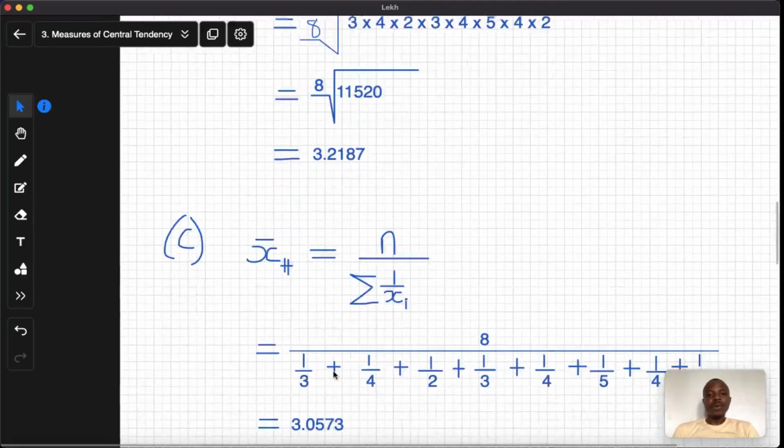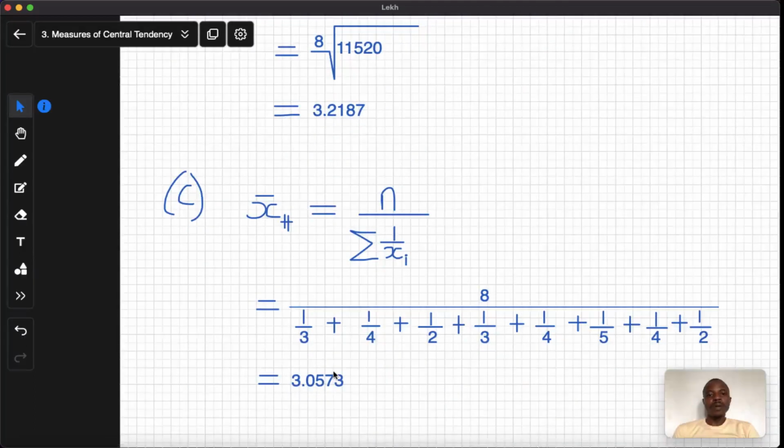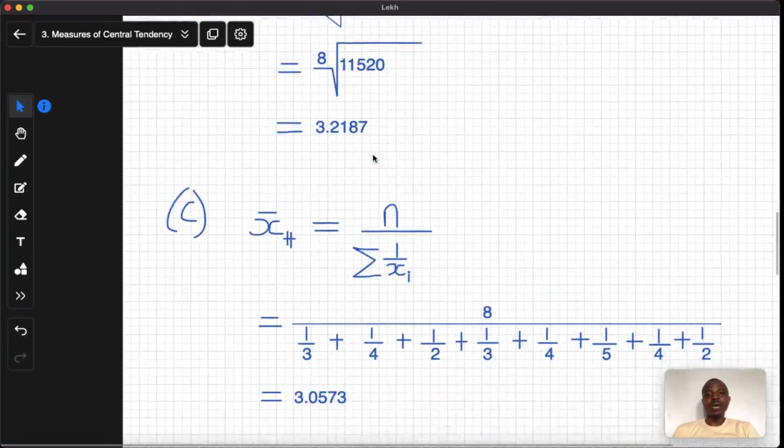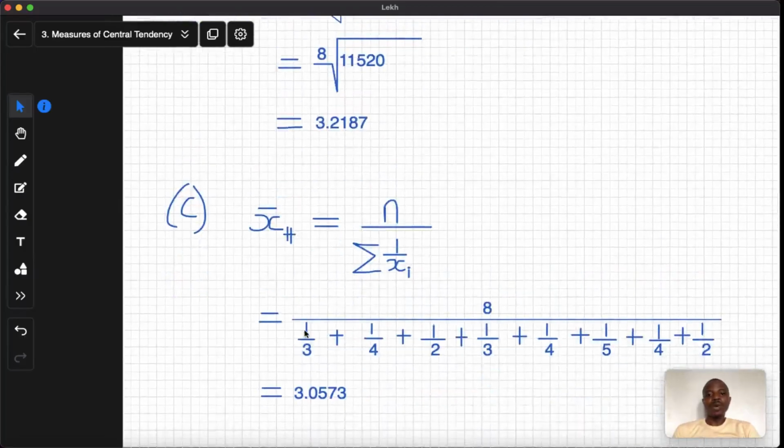Then we go on to the harmonic mean. The harmonic mean says look for the reciprocal of all those observations. So all we do is just say, okay, 1 over all the observations as we were given. So 1 over 3 plus 1 over 4 plus 1 over 2 plus 1 over 3 plus 1 over 4 plus 1 over 5 plus 1 over 4 plus 1 over 2.